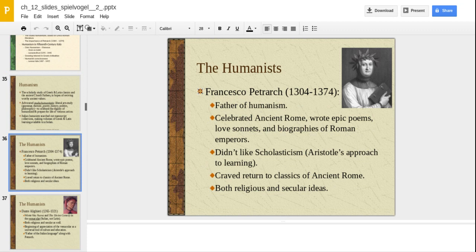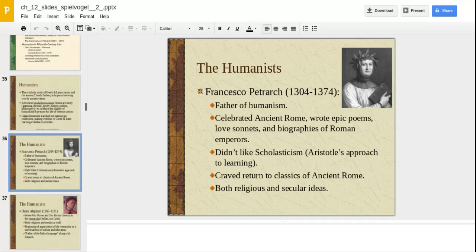Here is Francesco Petrarch, father of humanism. He celebrated ancient Rome. He writes these poems and love sonnets. However, he does not like scholasticism, which was Aristotle's approach to learning. He craved a return to the classics of ancient Rome. And he had both religious and secular ideas.